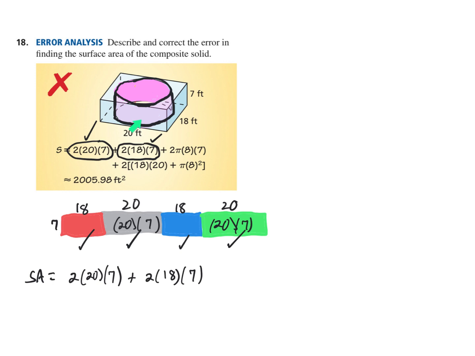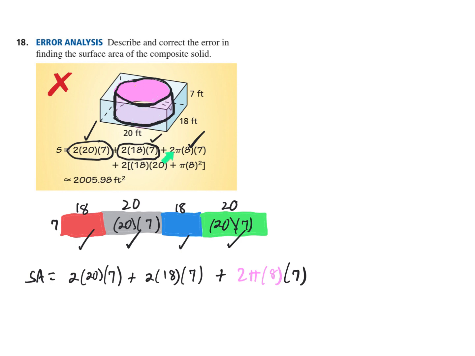Next, we want to find the area of this inside wall, which is basically the wall of a cylinder. It's like the soup can label that goes around the side. And that's going to be the circumference of the circle times the height, which is 7. That's where this term comes from.